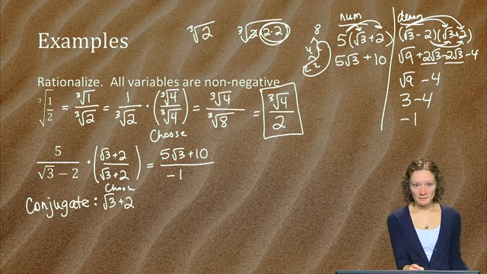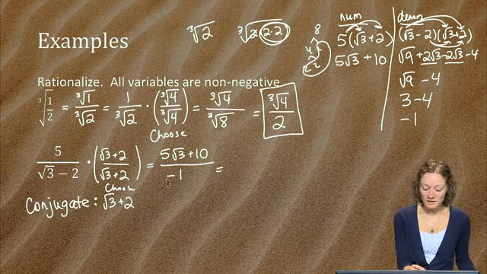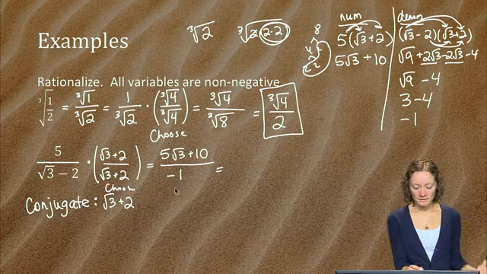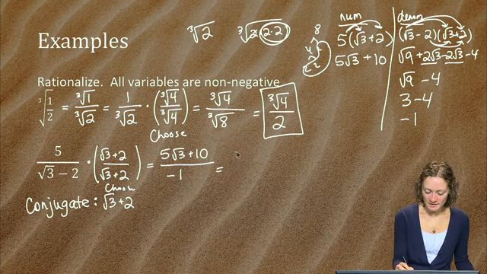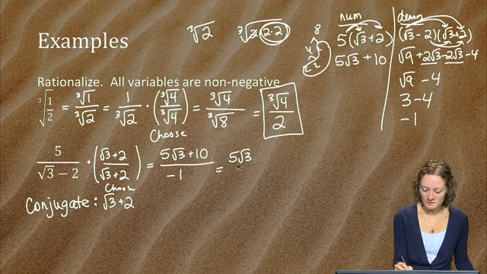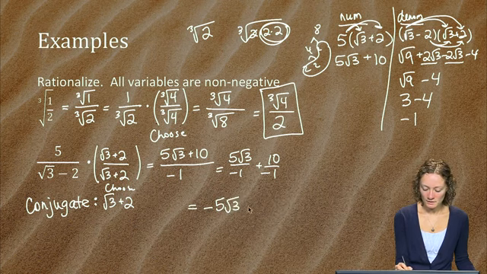So our numerator can't be simplified in any way. Denominator, we got negative 1. So ultimately this solution, because it's a 1, you can give it as a denominator to each piece and simplify. So we get negative 5 root 3 minus 10.